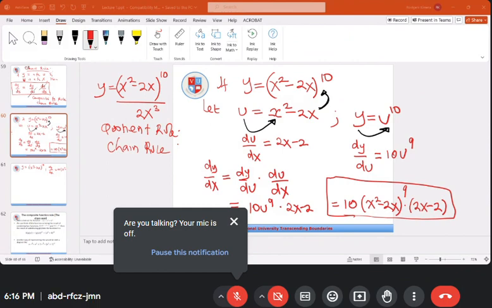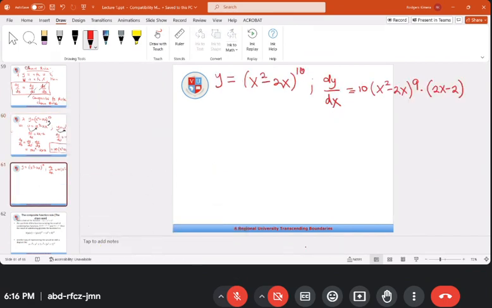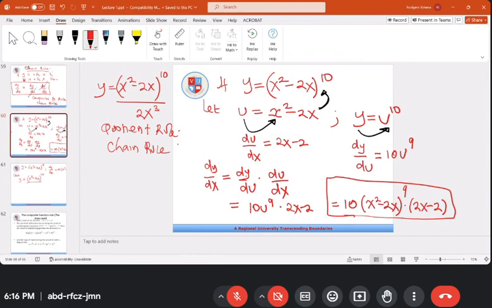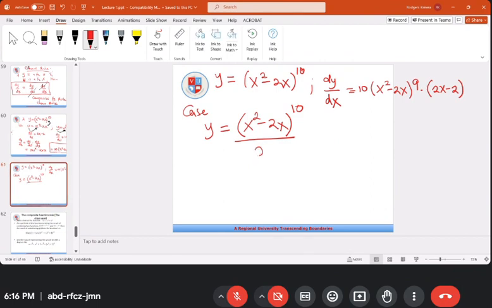Looking at this case, let's create a case here. If y is equivalent to x squared minus 2x to the power 10 divided by, say, what was his case? 2x cubed. Oh, sorry, yes, divided by 2x cubed, and you are required to find dy/dx.